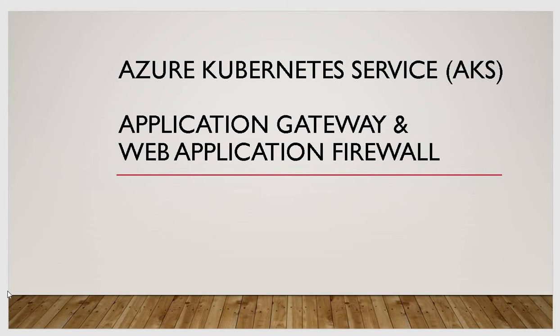I will be talking about Azure Kubernetes Service AKS with Application Gateway and Web Application Firewall. This video will talk about provisioning the AKS and then how you can put this behind an application gateway, which can also be upgraded to the Web Application Firewall, implementing the application gateway and Web Application Firewall for the Kubernetes cluster.